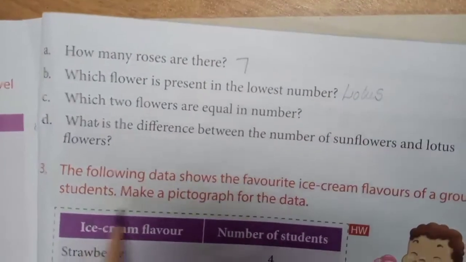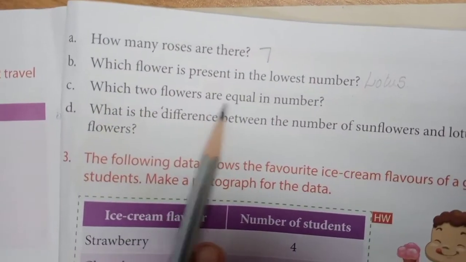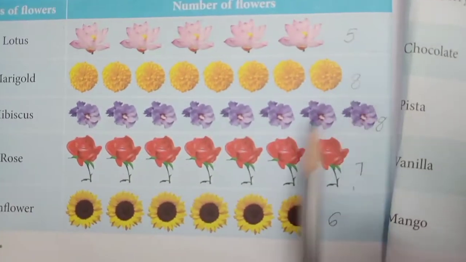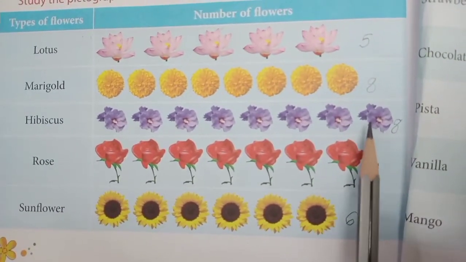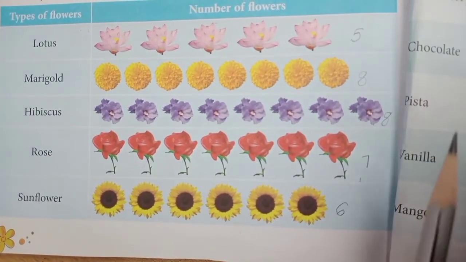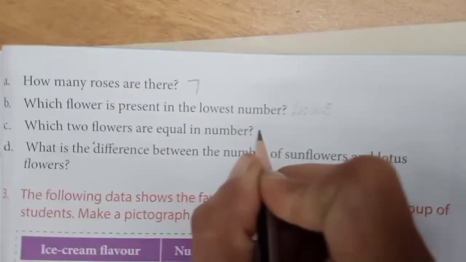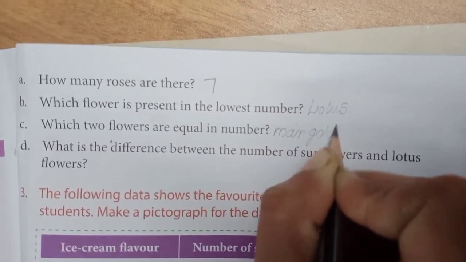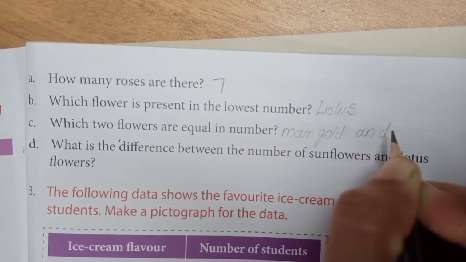Then our third question, which 2 flowers are equal in number? So marigold is 8 and hibiscus is also 8. Therefore, the flowers with equal numbers are marigold and hibiscus. Then we write marigold and hibiscus.